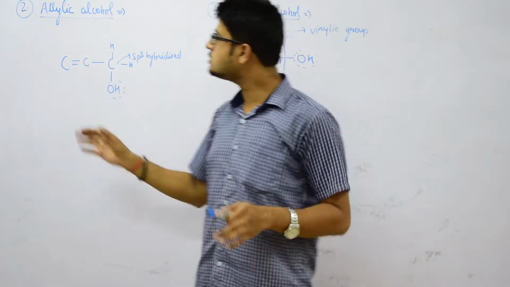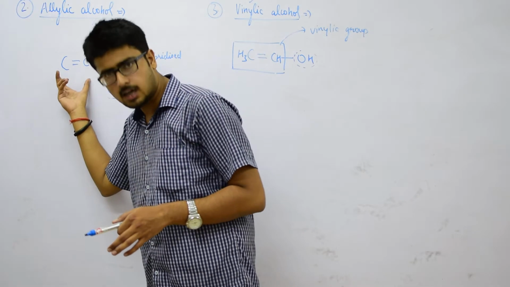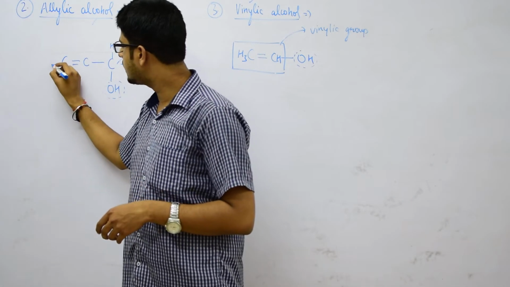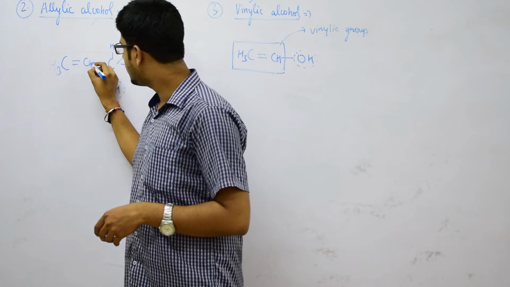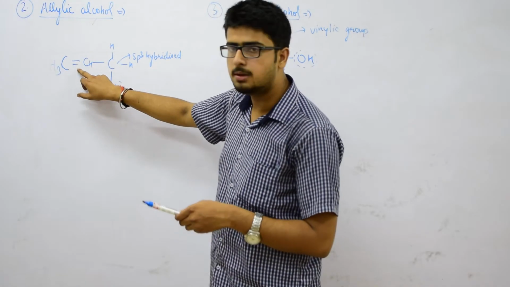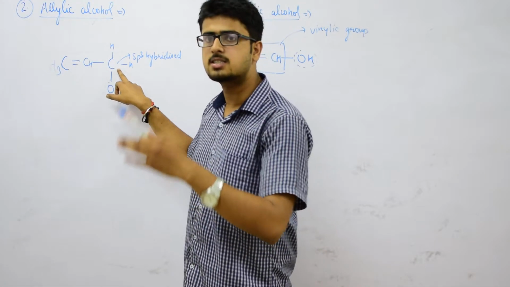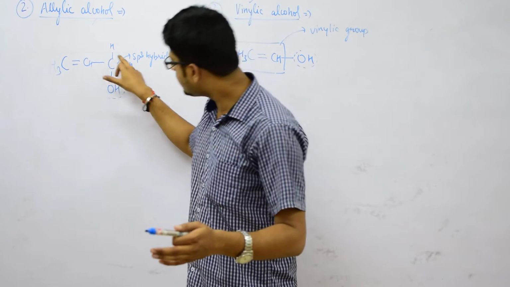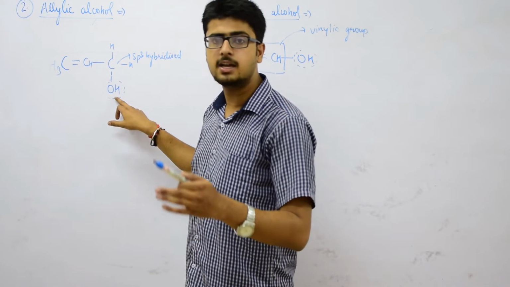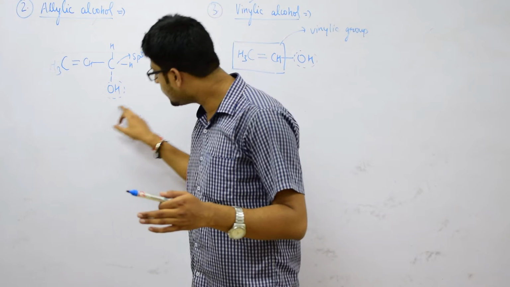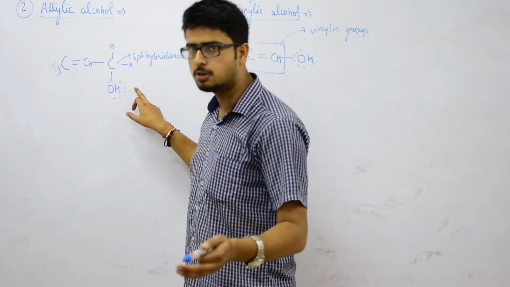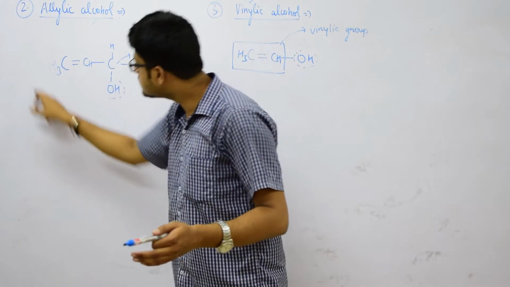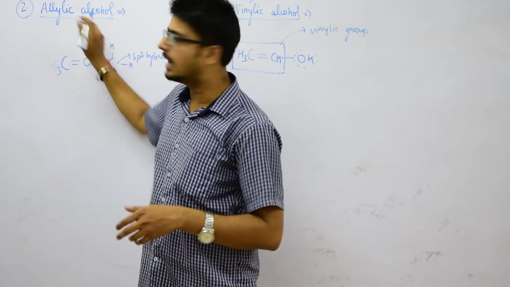So we saw the second and third types of alcohol, that is allylic alcohol and vinylic alcohol. In case of allylic alcohol, there is a carbon-carbon double bond system, and to this double bond we have an sp3 hybridized carbon atom attached, and if an OH group, an alcoholic group, is introduced to this sp3 hybridized carbon atom, then this type of alcohol is called allylic alcohol.